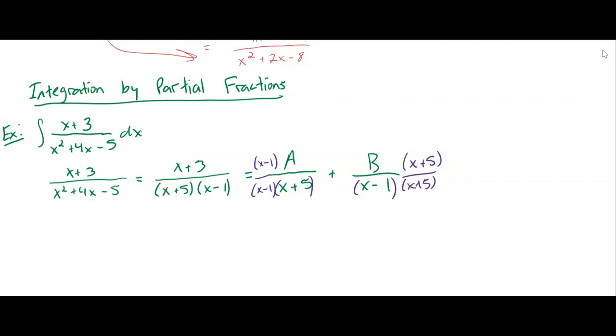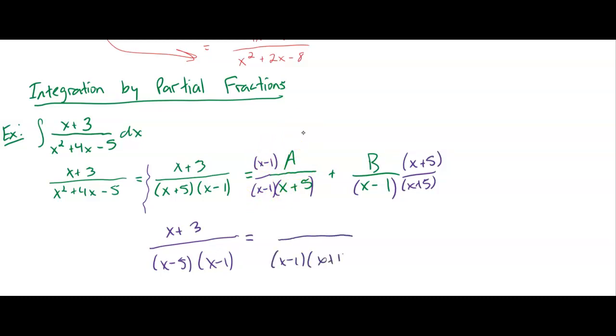So I'm kind of working from here over. So I'm just going to write my x plus 3 over x minus 5 times x minus 1. That's equal to, all right, so on this right side, I've got a fraction like this, x minus 1 times x plus 5, plus another fraction, x minus 1 times x plus 5.